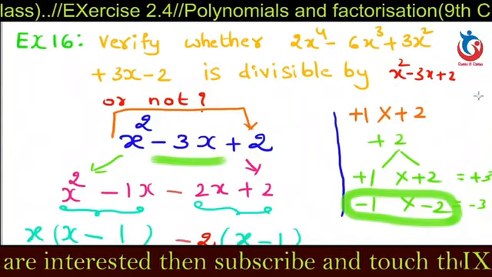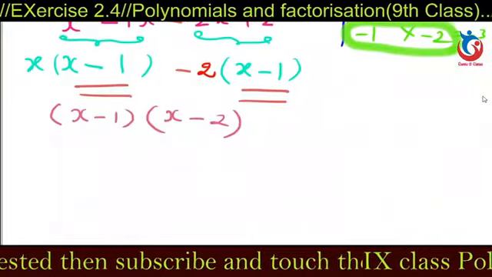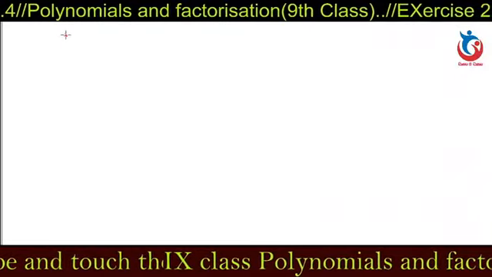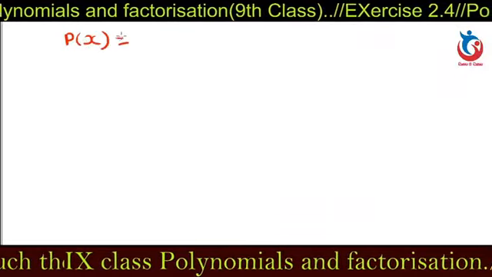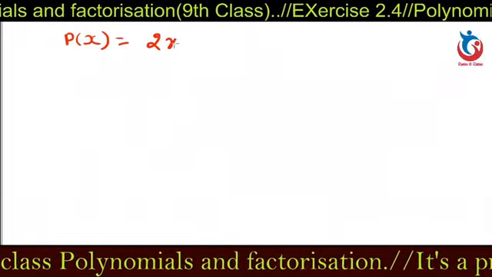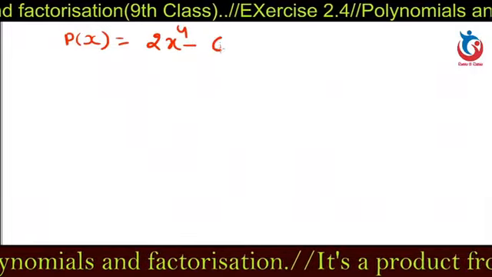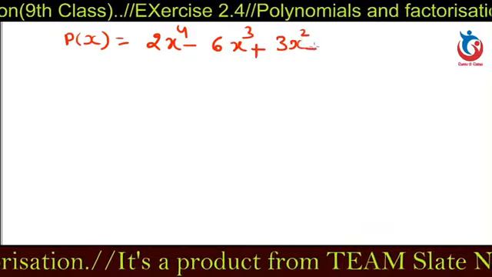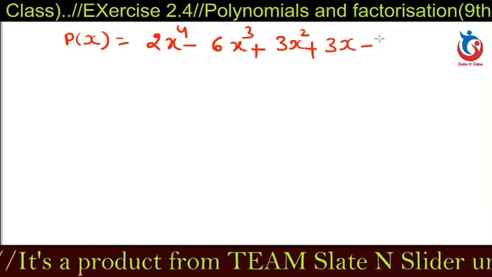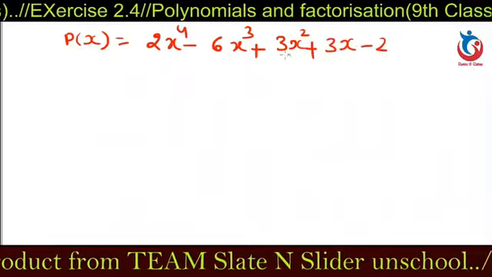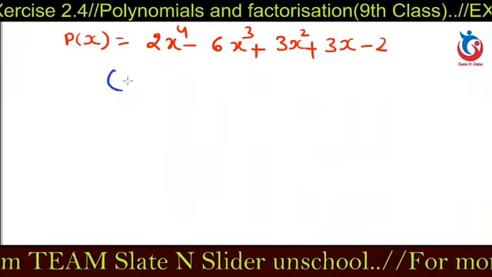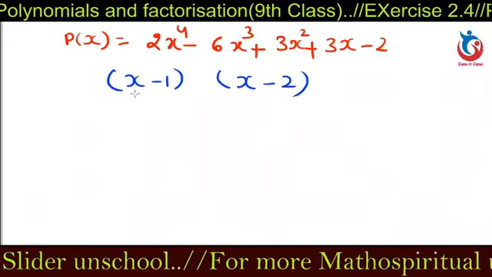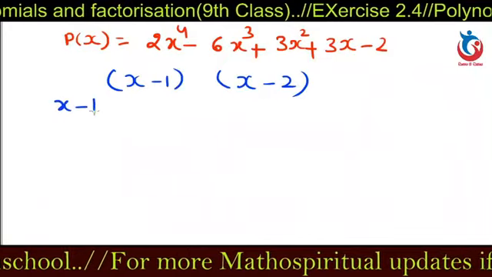Instead of x square minus 3x plus 2, we'll take x minus 1 and x minus 2. Yes, we will write p of x is equal to 2x power 4 minus 6x cube plus 3x square plus 3x minus 2. So the factors we got are x minus 1 and x minus 2. First of all, we have to find the zeros of these factors.